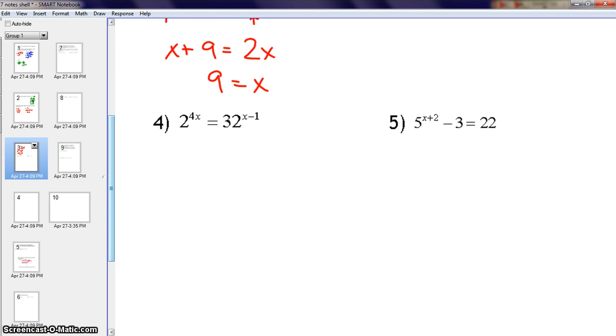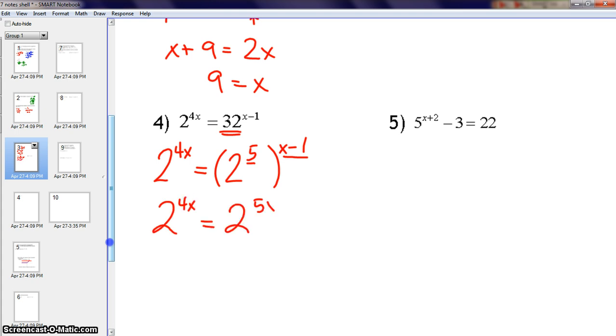For question 4, we want to write things with the same base. 2 is the base I'm going to use. How can I rewrite 32 with a 2? 2 to the 5th. Okay, so the 32 became the 2 to the 5th, and now I have a power to a power here. So 2 to the 4x equals 2 to the 5x minus 5. All powerful equal sign with matching bases. 4x has to equal 5x minus 5. And then we rearrange here, and we would find out that x is 5.